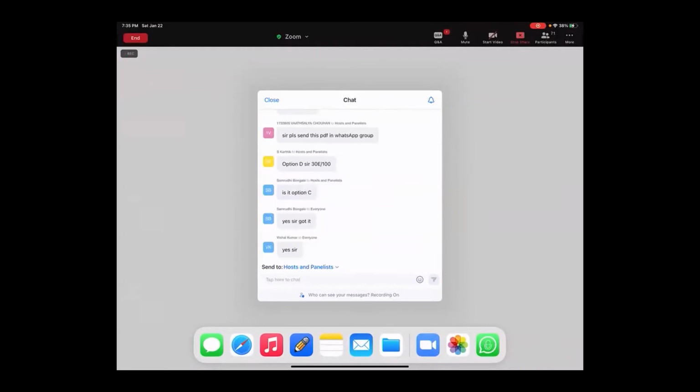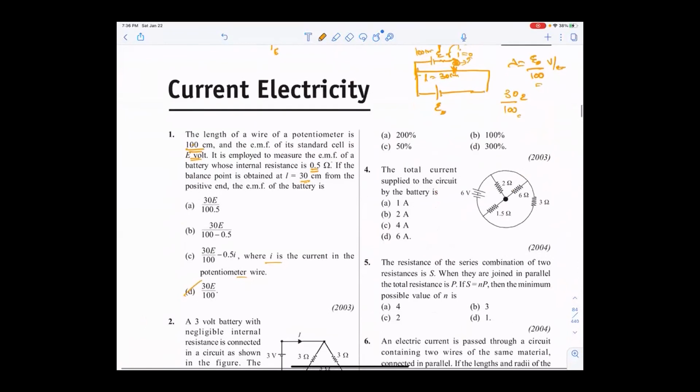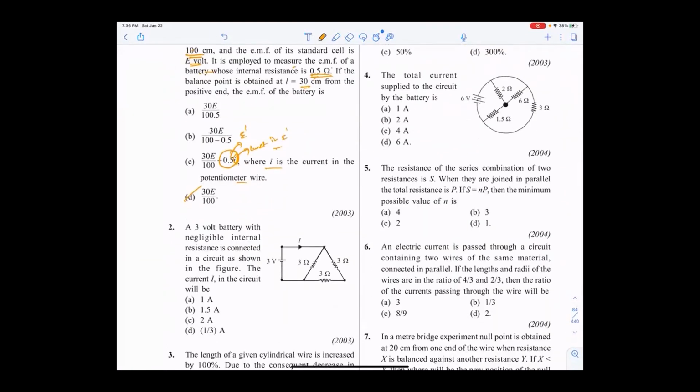No, it is not option C. If that 0.5 is of the standard cell, here the current I is 0. If it were option C, this 0.5 is the resistance of the battery E dash, so I should be the current in E dash. But the current in E dash is 0. It is employed to measure the EMF of a battery, so the one which you are measuring, the resistance of that is 0.5. This is 0.5, not the internal resistance of this. Okay. All right.